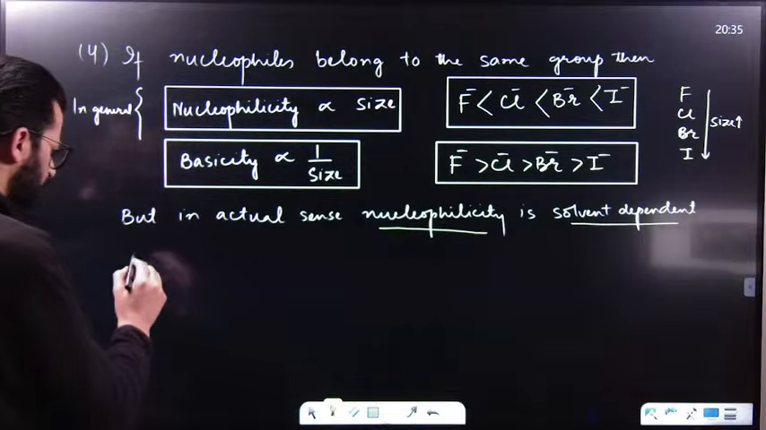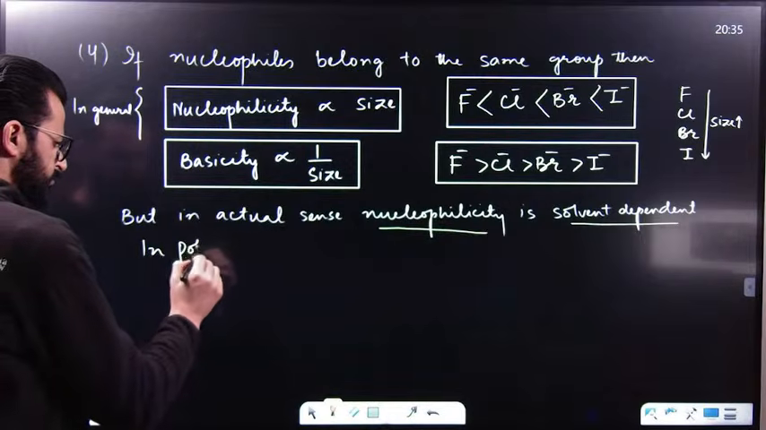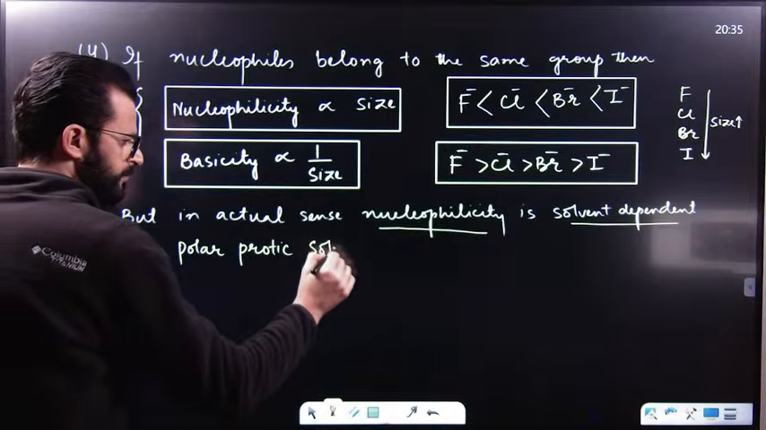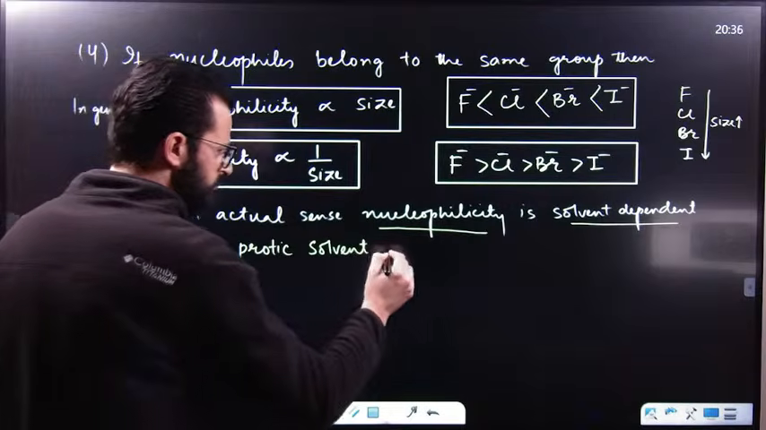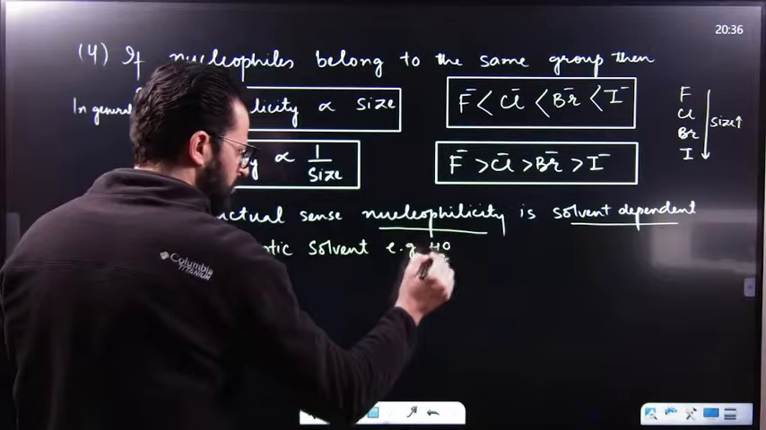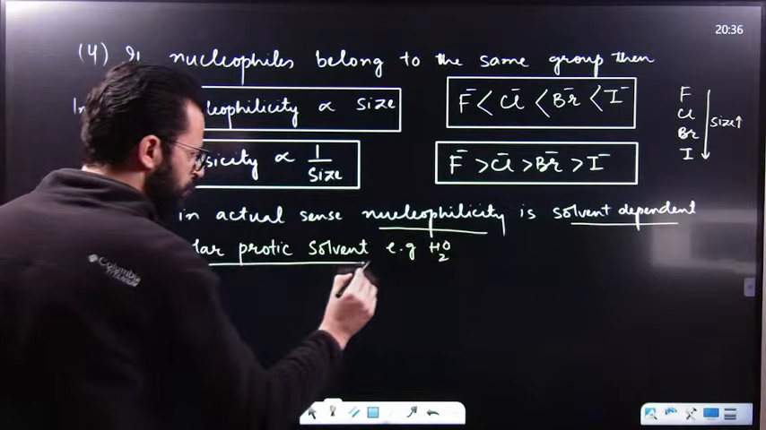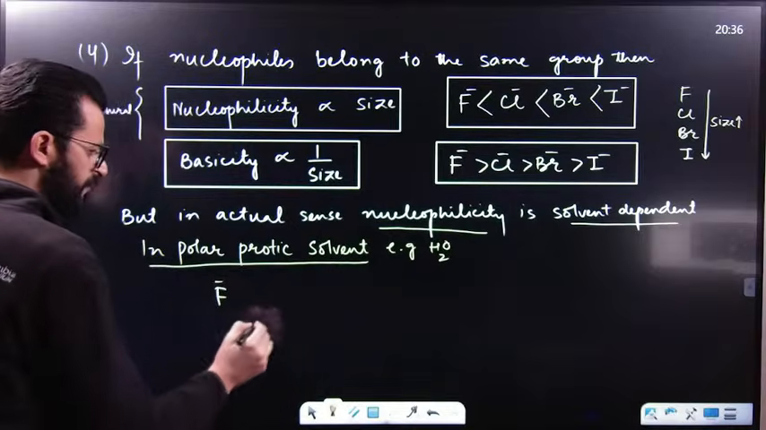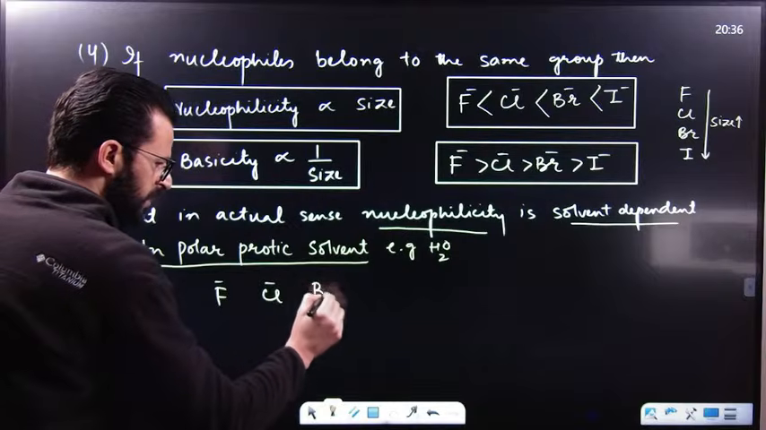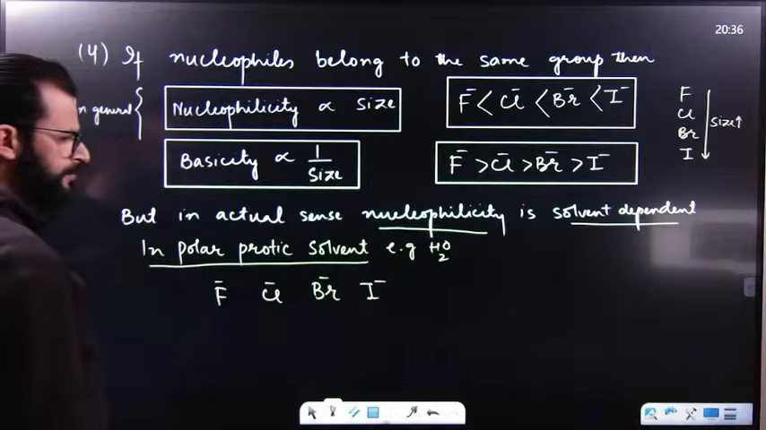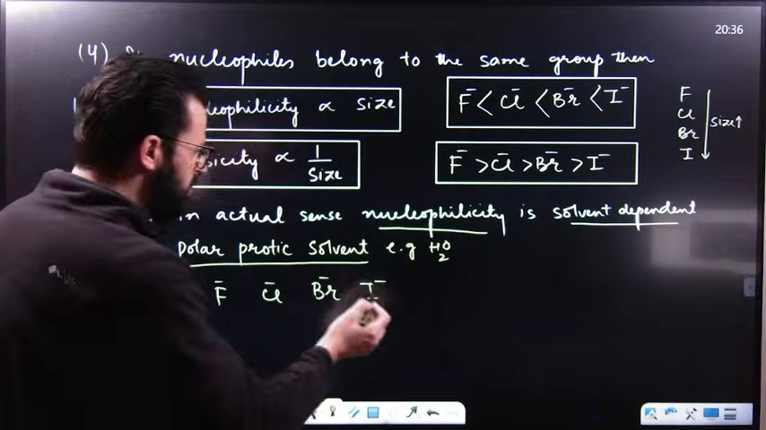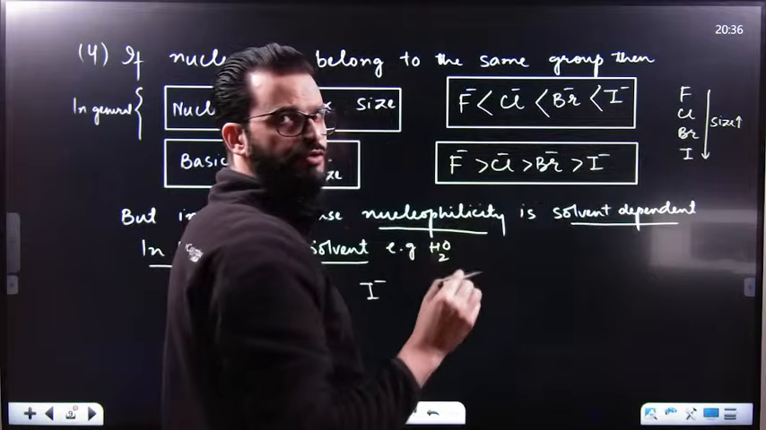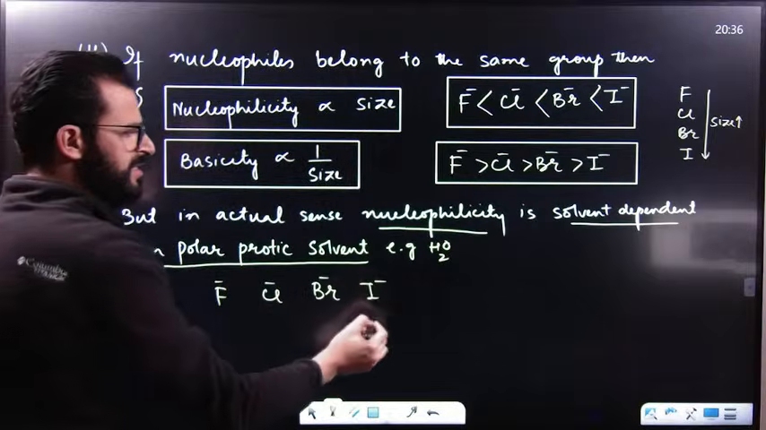Now, have a look. First of all, in a polar protic solvent, for example water. We are talking about a polar protic solvent, and that example is water. We have F minus, Cl minus, Br minus, and I minus. Now, tell me, whose size is larger and whose size is smaller? F, Cl, Br, I belong to the same group, and on moving from F to I, size increases. That means F is smallest in size and I is largest in size.